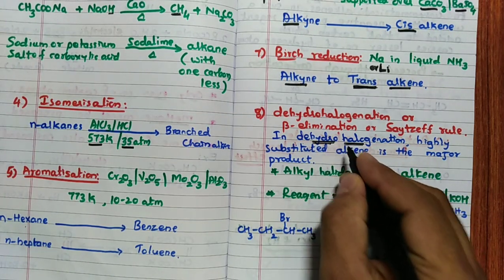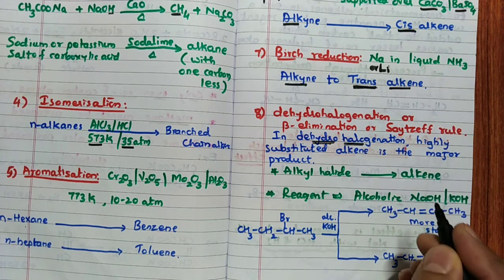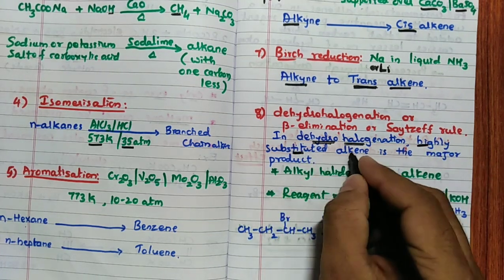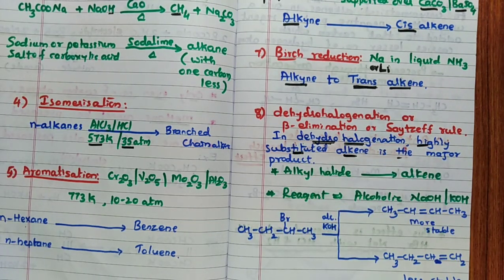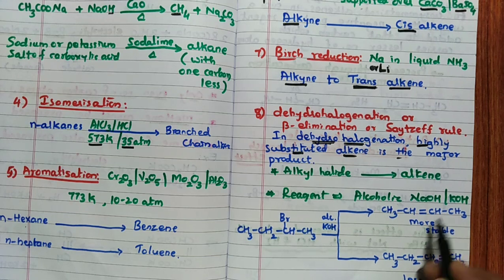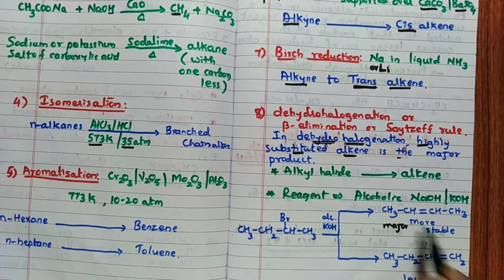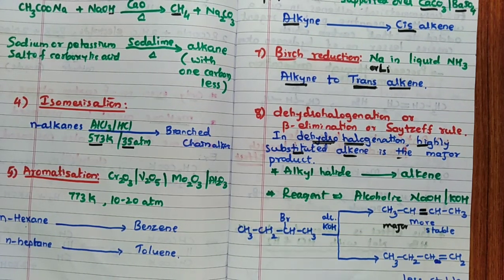When dehydrohalogenation takes place, according to Saytzeff's rule, the highly substituted alkene is the major product. Highly substituted means, remember, the doubly bonded carbon atoms should have the least number of hydrogen atoms. For example, the more stable one I have taken as major. So this one is major and this one is minor. Here 2 hydrogens are attached to the doubly bonded carbon.